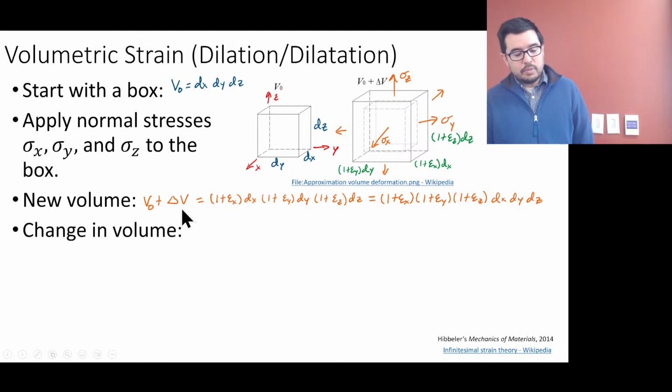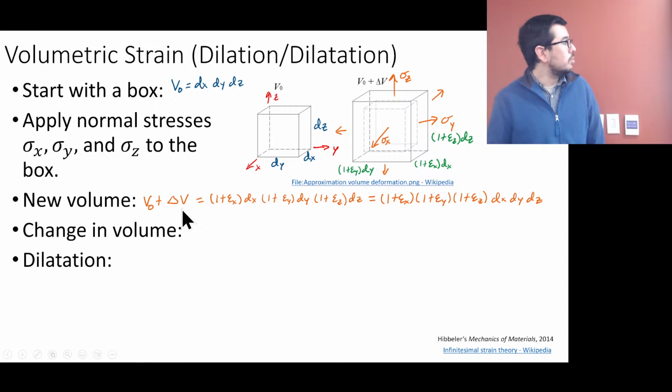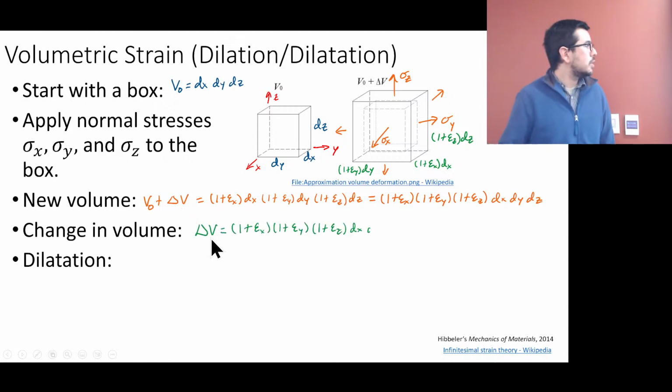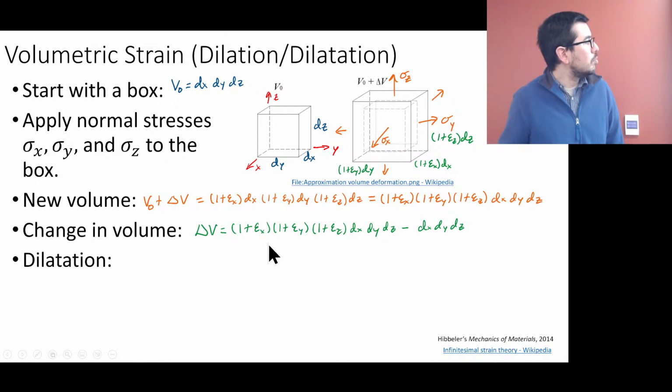If we want to focus on just the change in the volume, what we have here is this big thing, right? This V naught plus delta V, minus the V naught. So V naught was the original volume, okay? And the original volume we wrote out up here, right? That's this dx, dy, dz.